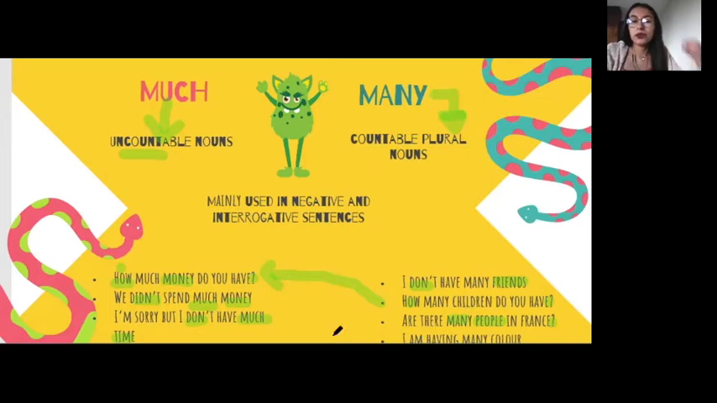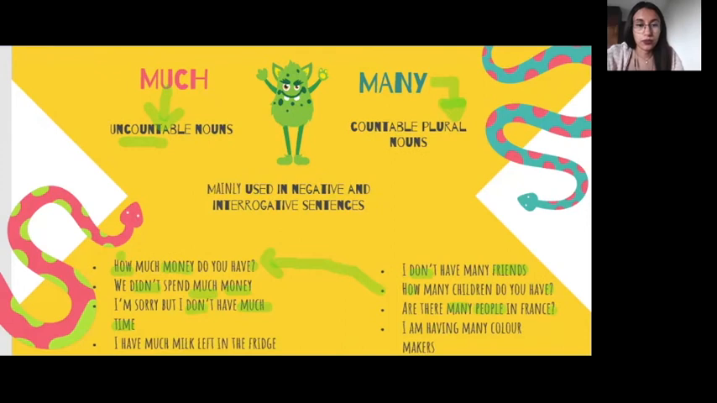Ok, as I told you before, como les dije ahorita, vamos a utilizar principalmente much or many for negative and interrogative sentences, but also we can use it for affirmative ones. It's okay, but we are not going to use it a lot. I have much milk left in the fridge. Tengo mucha leche de sobra en el refrigerador. Entonces, no es que no sea posible, sí se pueden hacer oraciones afirmativas. Lo mismo acá, I am having many color markers, es una oración afirmativa.